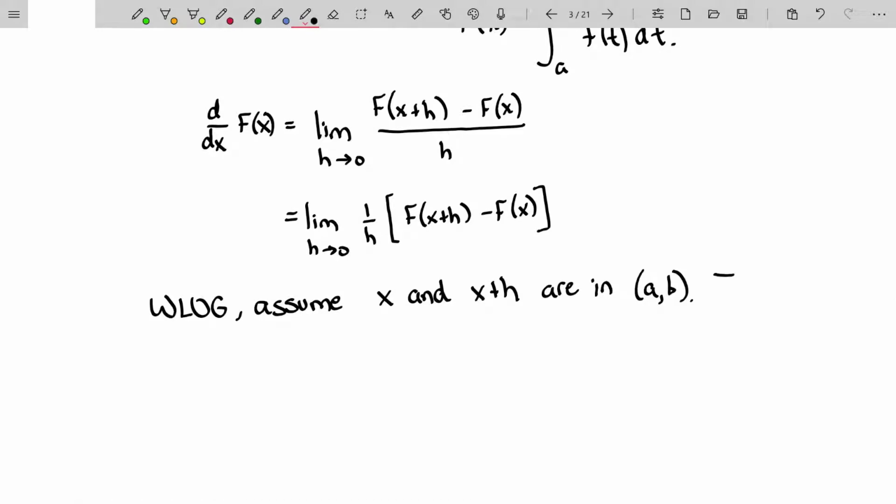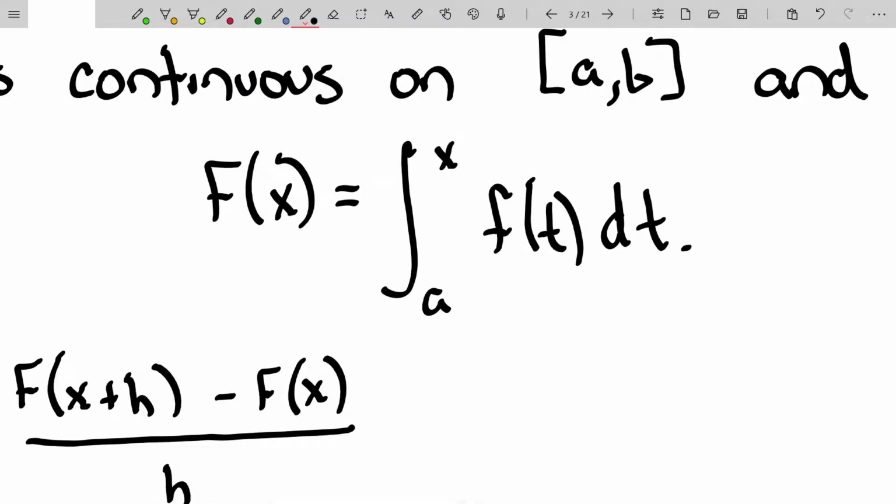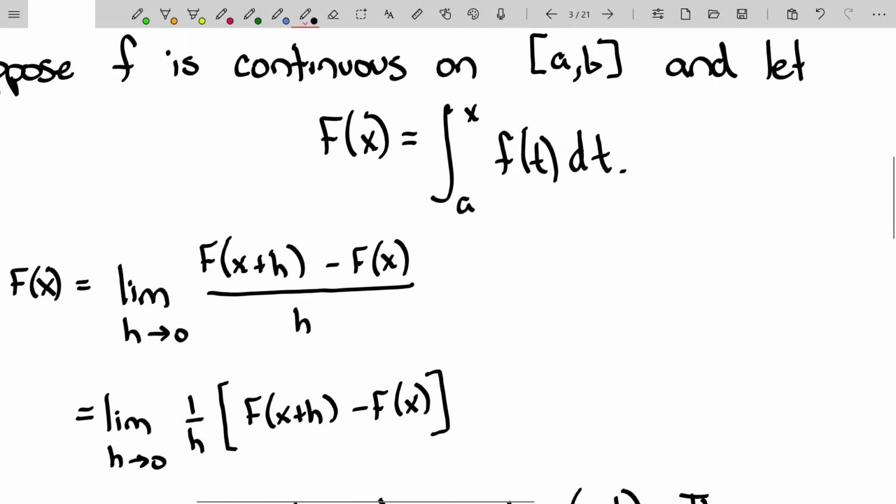Then the following must be true. The derivative with respect to x of capital F of x, which we've already written as the limit as h goes to 0 of 1 over h times a bunch of stuff, can be traded out for the integral, because capital F of x is equal to the integral from a to x of f of t dt. And so I'm going to trade out both of those expressions for integrals. One will go from a to x plus h, and the other one will go from a to x.